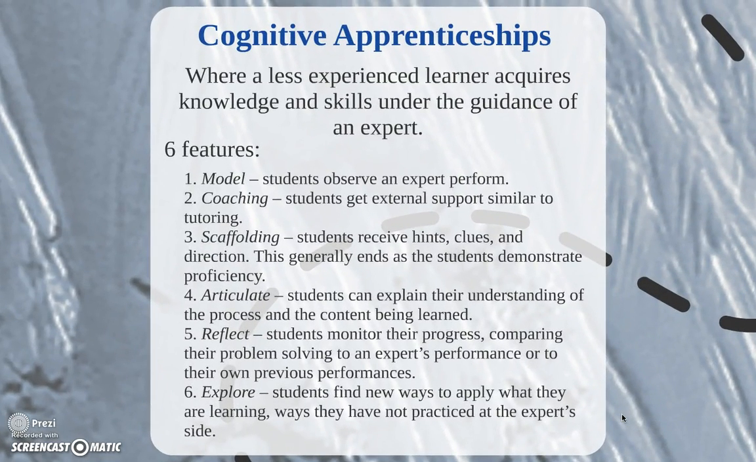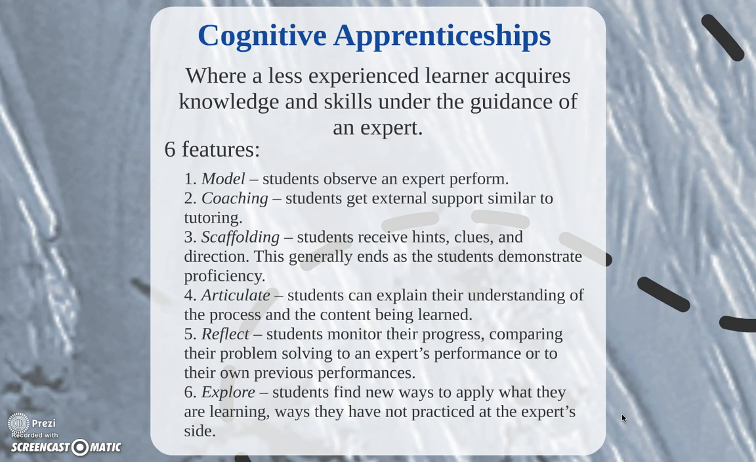Now we're going to focus on another learning theory that is involved with constructivist theory, and this theory is cognitive apprenticeships. Cognitive apprenticeships are where a less experienced learner acquires knowledge and skills under the guidance of an expert. Cognitive apprenticeship has 6 features. The first feature is modeling, where the students observe an expert perform. The second feature is coaching, where students get external support similar to tutoring. The third feature is scaffolding, where, as we mentioned before, the students receive hints, clues, and direction, and this generally ends as the students demonstrate proficiency in the topic.